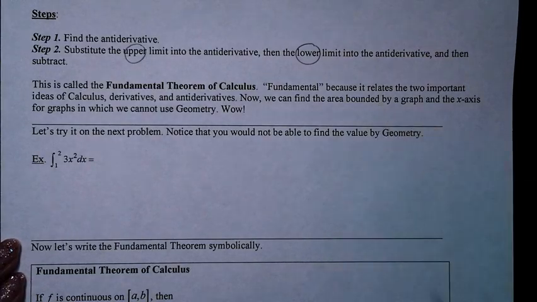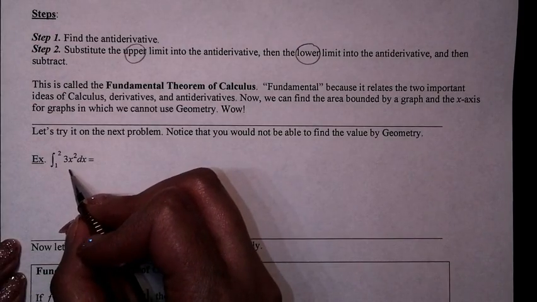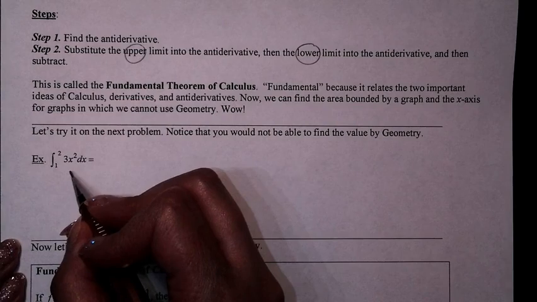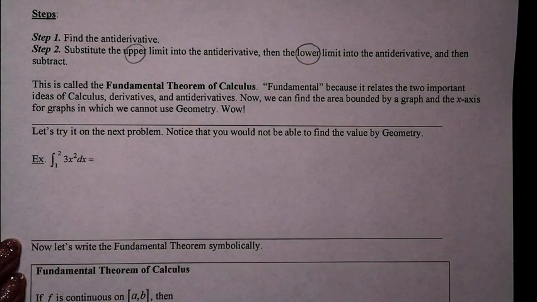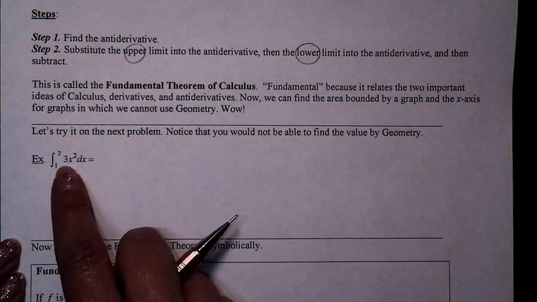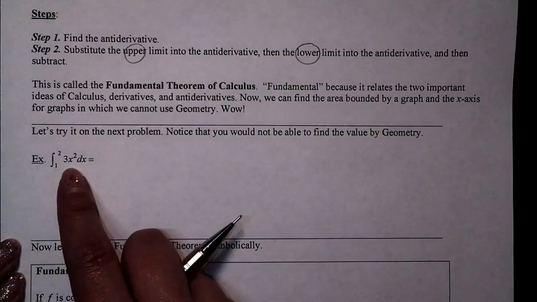Now we can find the area bounded by a graph and the x-axis for graphs in which we cannot use geometry. So this is amazing. Now let's try the next problem. Please note that you would not be able to find the value by geometry because this is a quadratic function, which you know is going to be a parabola, and a parabola is not a circle, it's not a rectangle, it's not a triangle.